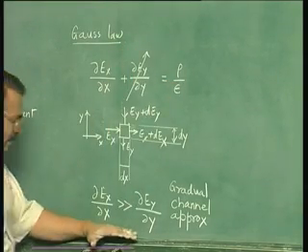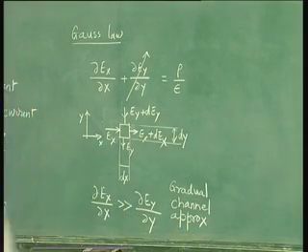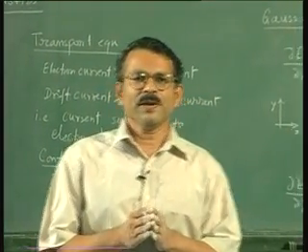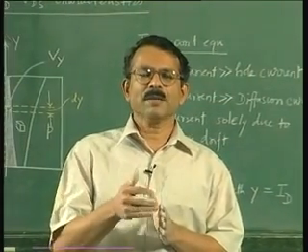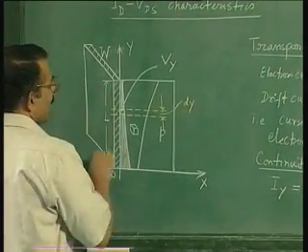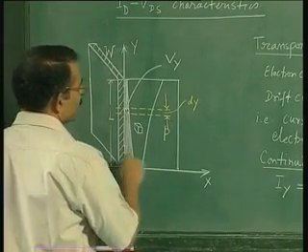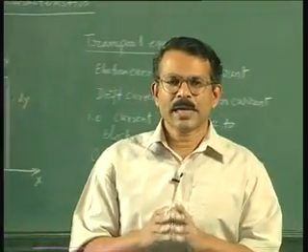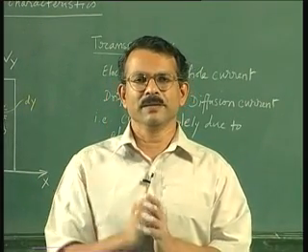Let us understand why this mathematical equation should be called a gradual channel approximation. The reason is that we are assuming the electric field is not changing much in the y direction as compared to the change in the x direction. Please note that the electric field is definitely changing in the y direction as well as in the x direction, but the rate of change of the electric field in the y direction is much less than the rate of change of field in the x direction. If you calculate the fields, you will find that the y directed field will be much smaller than the x directed field.